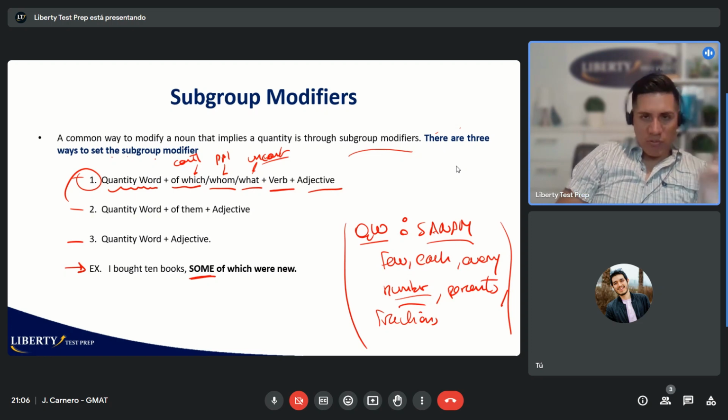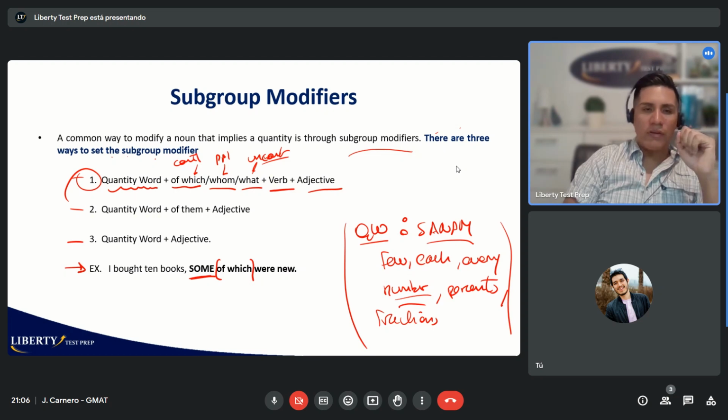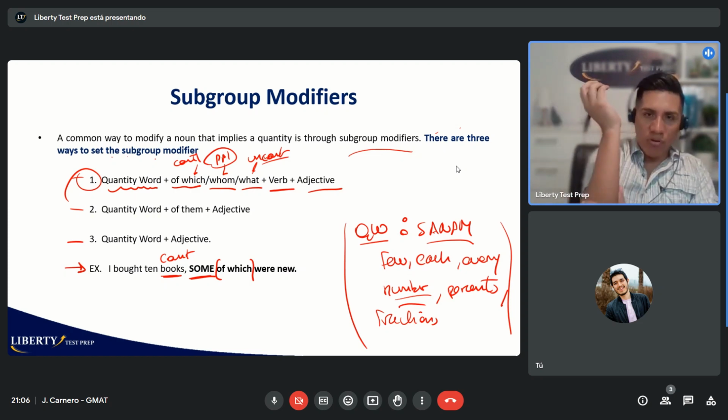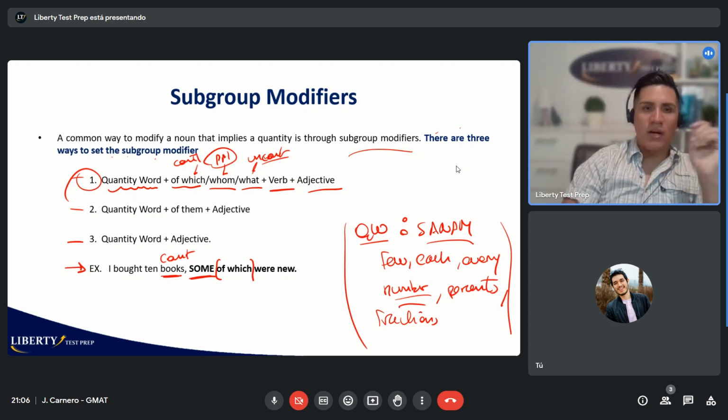After you have chosen a quantity word that makes sense, then you go with of which, of whom, or of what. In this case, we're using of which, the most common, because we are modifying a countable noun that is not a person, because people get whom, and it's countable. If it were uncountable, maybe we would use what. Now, that's a little bit trickier because sometimes with uncountables, you can also make which work. Okay? But we're going to talk about it later. For the time being, whenever you see a countable noun, use which.